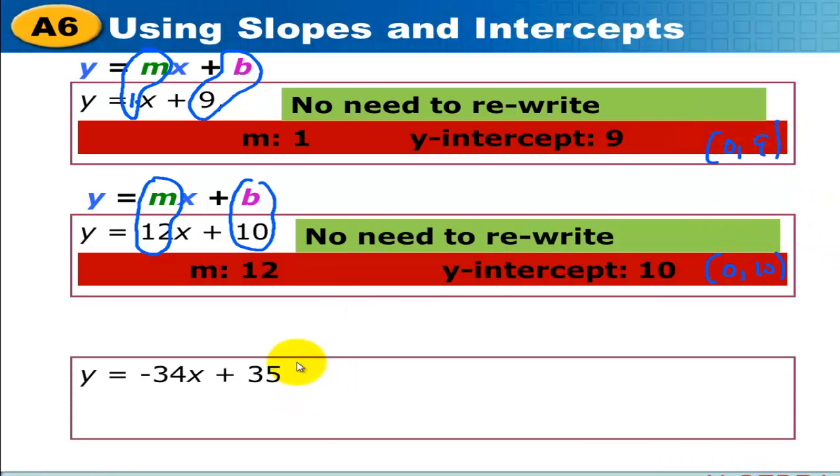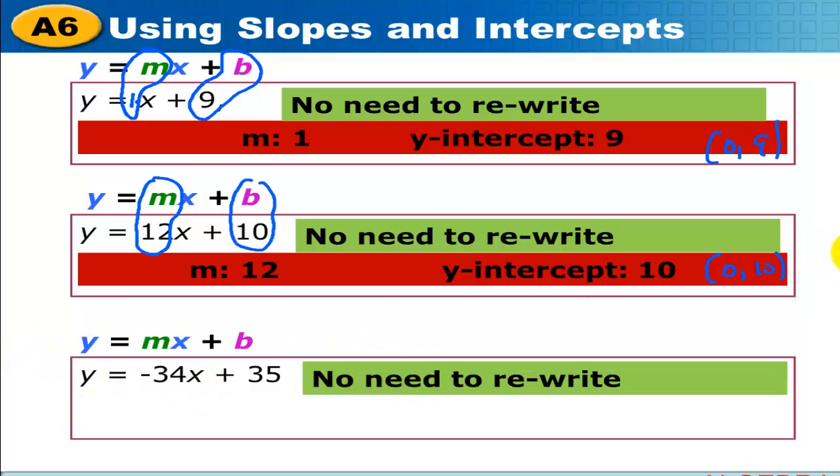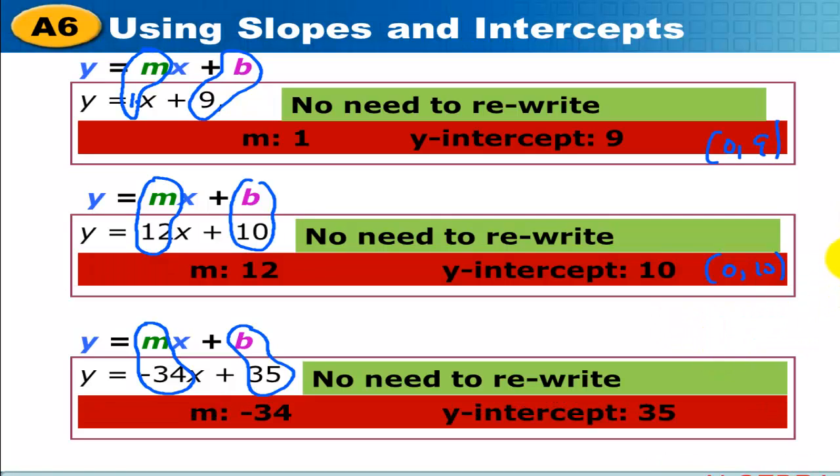Next example. Y equals negative 34x plus 35. Again, we don't need to rewrite this because this equation is already in slope-intercept form. The number besides your x is your slope. In this case, it's negative 34. And your y-intercept is equal to 35. So m is negative 34. Y-intercept is 35. And if you're going to write this again as an ordered pair, 0, comma 35.